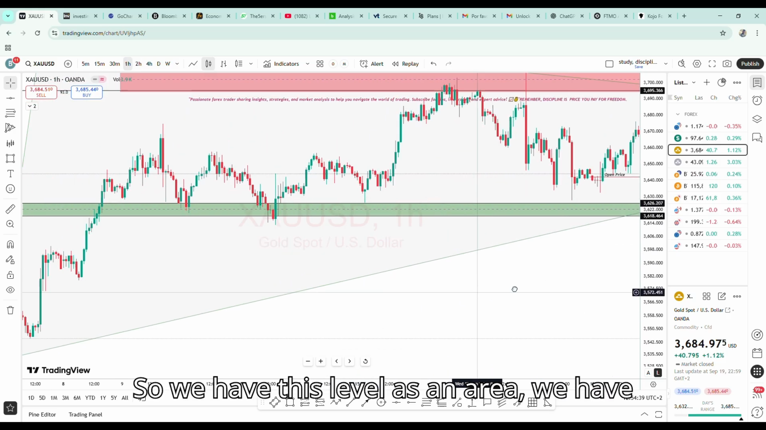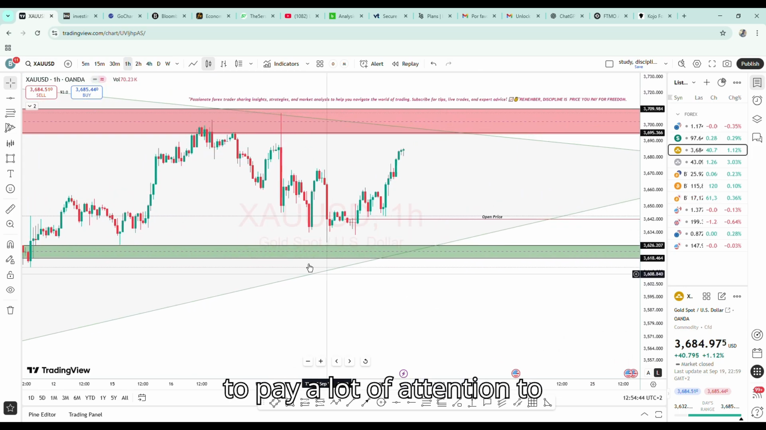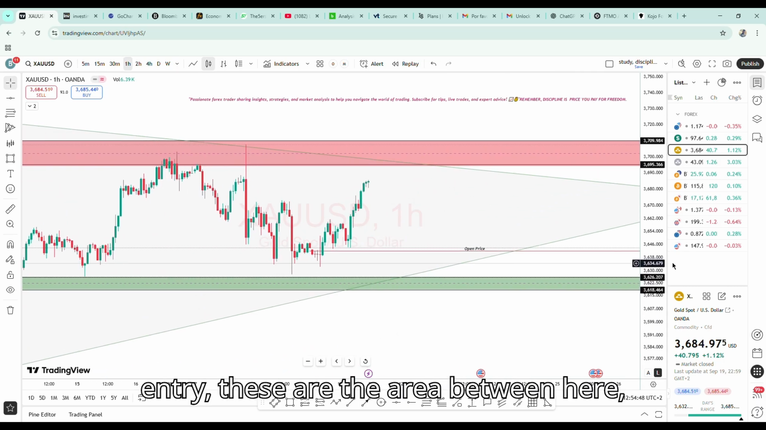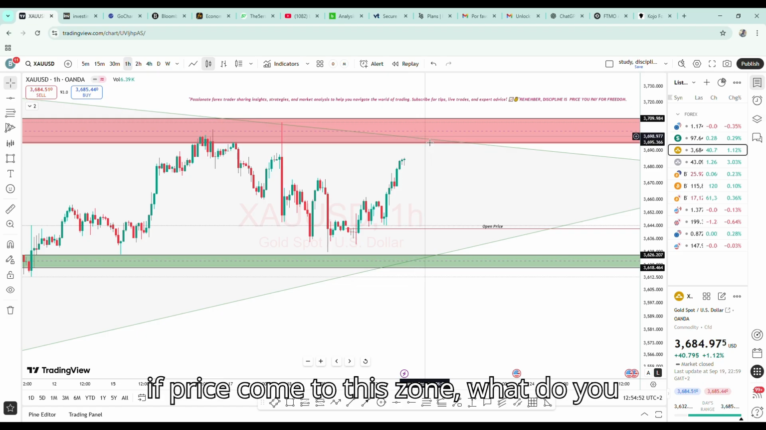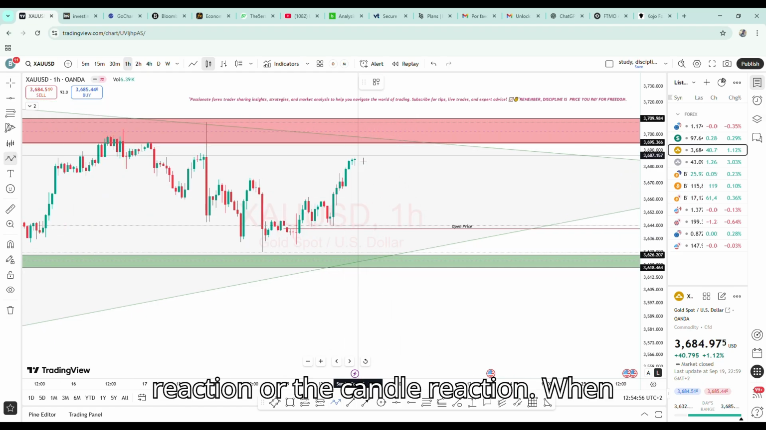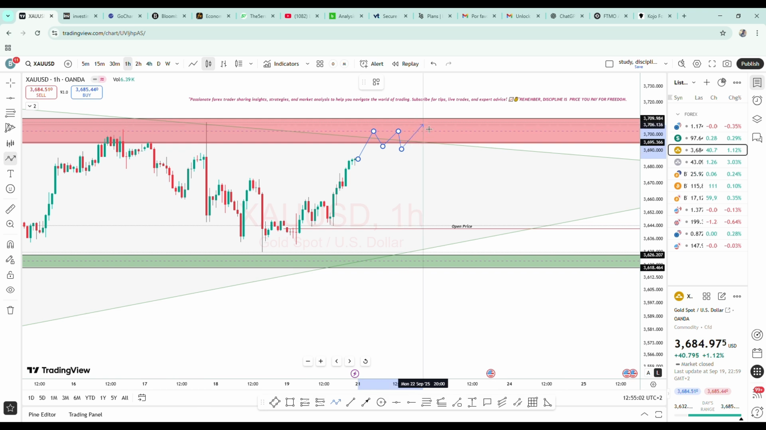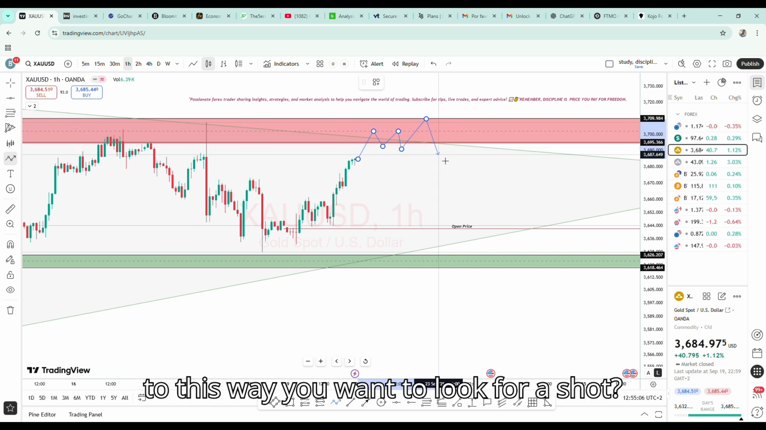So we have this level as an area to pay a lot of attention to. So when you are in a lower time frame, before you go for your entry, these are the areas between here. If price comes to this zone, what do you want to do? You want to wait for market reaction or the candle reaction. When the market starts making such a move right on this zone, this is where you want to go for a short.